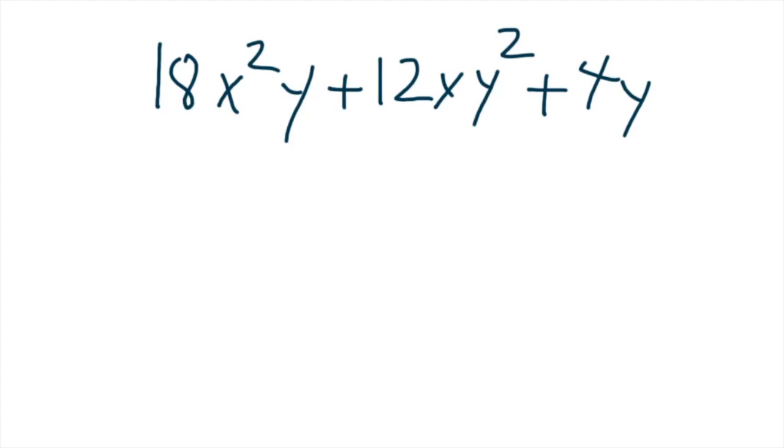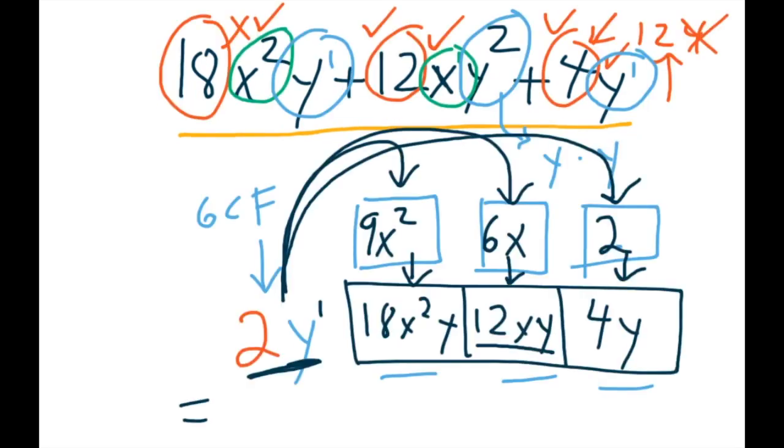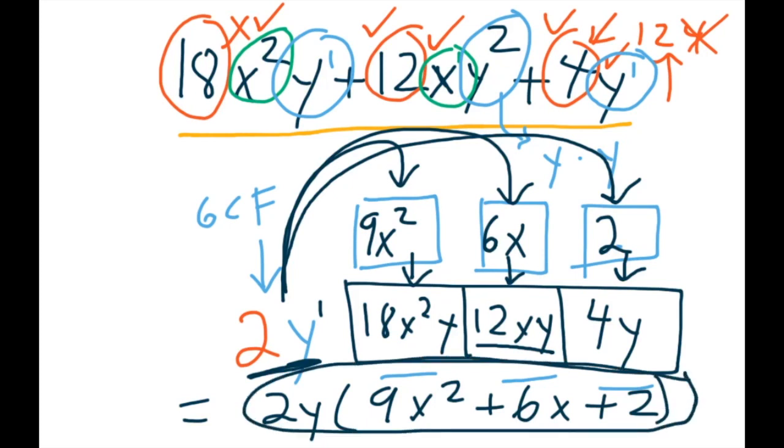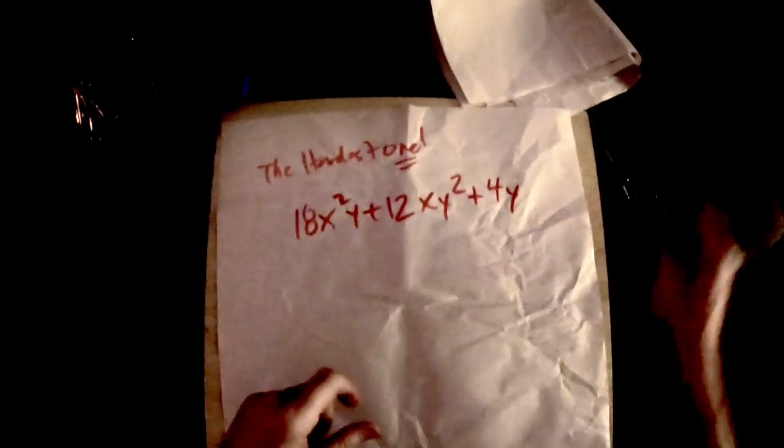Want to read it with me? 18x squared y plus 12xy squared plus 4y. It is 2y times 9x squared plus 6x plus 2. If you followed along and understood part of what I was saying there, that's a win. I hope you guys know that. This is a tough problem. All right, this is going to be a tough one.